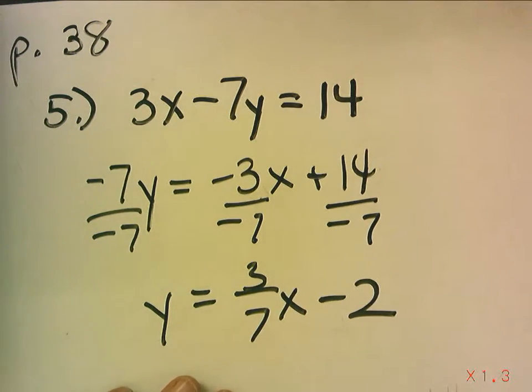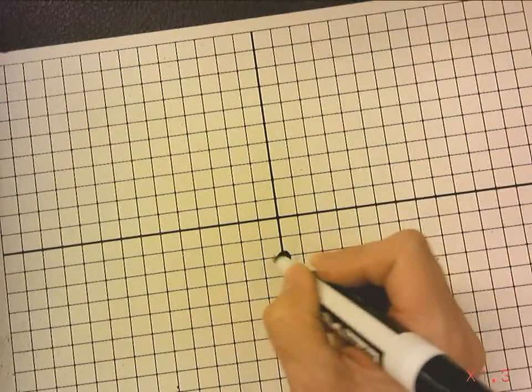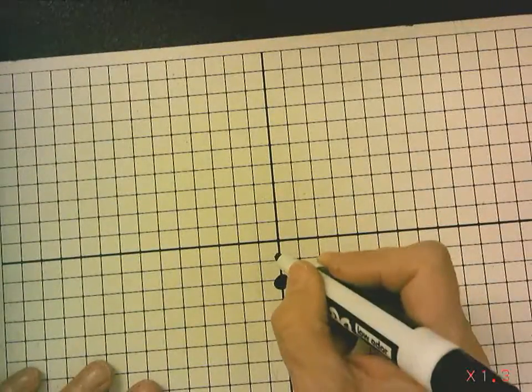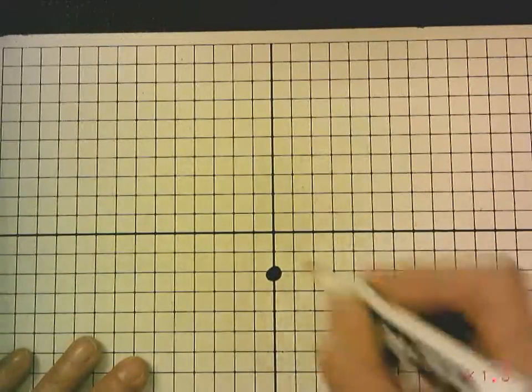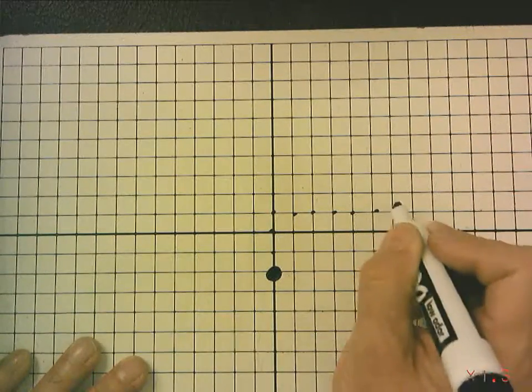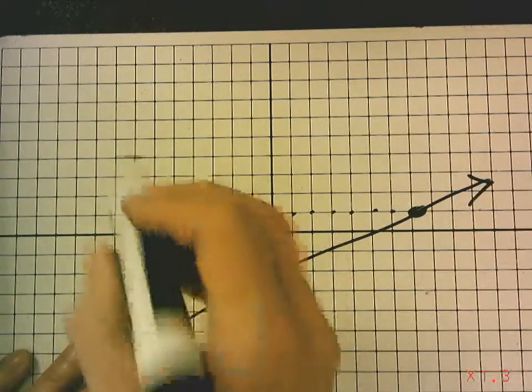So now, y = 3/7 x minus 2. b equals negative 2. m equals 3 over 7. This is my rise. This is my run. So now I'm going to start at negative 2, and it was rising 3. I'm going to rise 1, 2, 3, run 1, 2, 3, 4, 5, 6, 7. So that's one way to graph it, slope-intercept form.